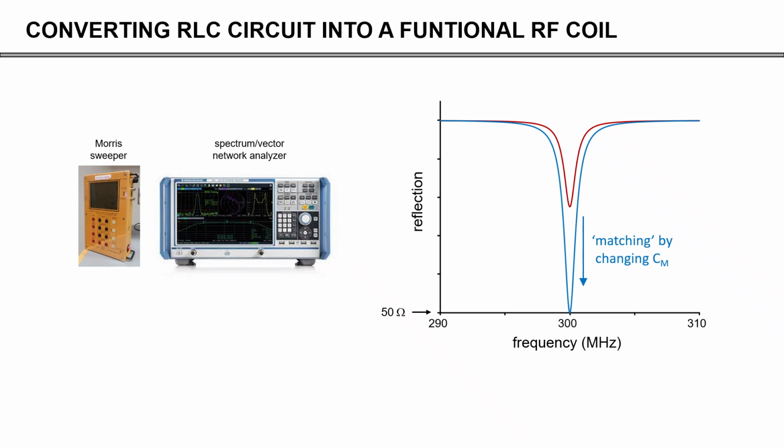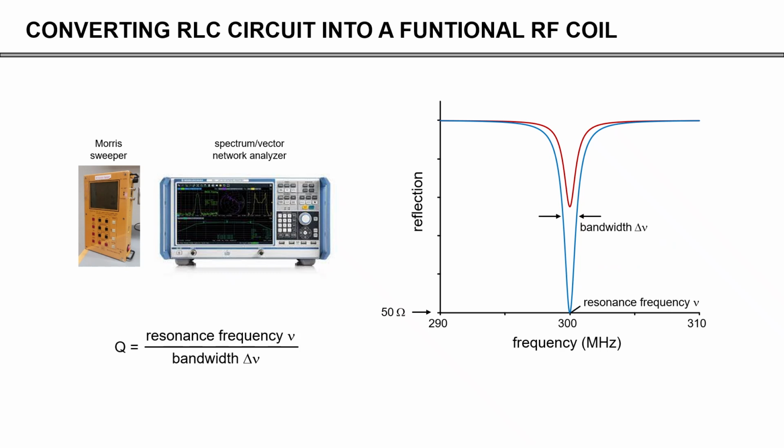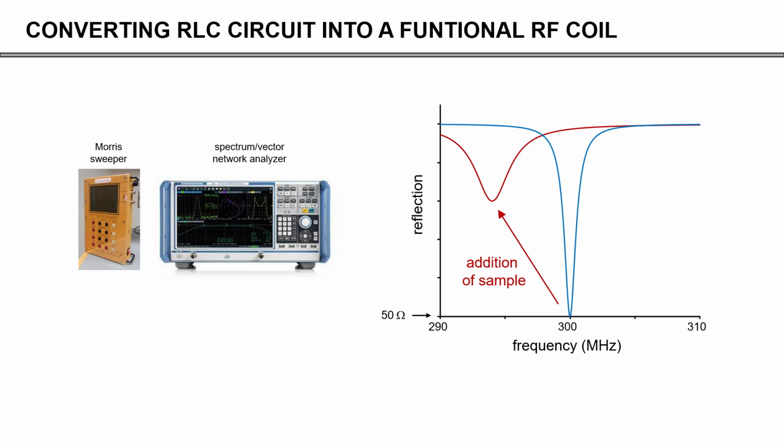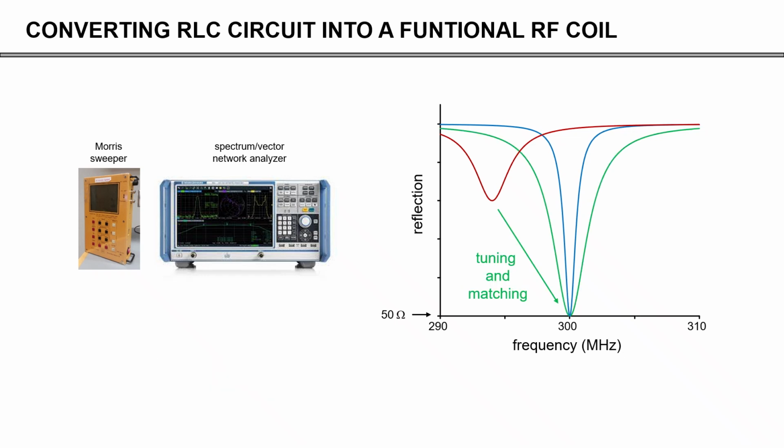So, great. Now you're going to put another phantom on there, or another sample, and now you're going to get this red curve. So it's immediately obvious that this red curve has now the wrong frequency, and again, it is not matched to 50 ohm. So now you have to change both the tuning and the matching capacitor, and you're going to basically be able to get the green curve. With the tuning and matching, you have now the right frequency and it's matched again.